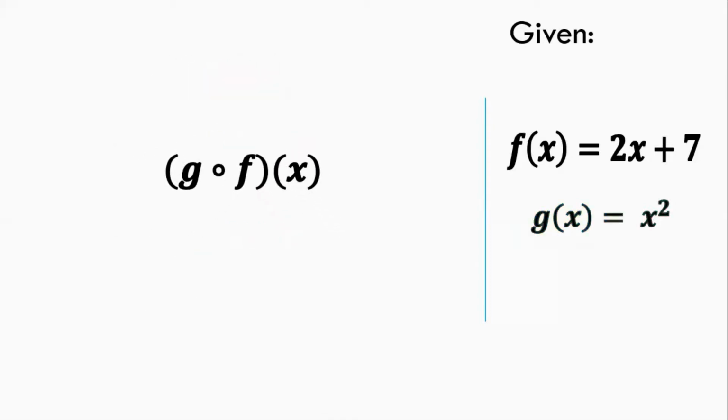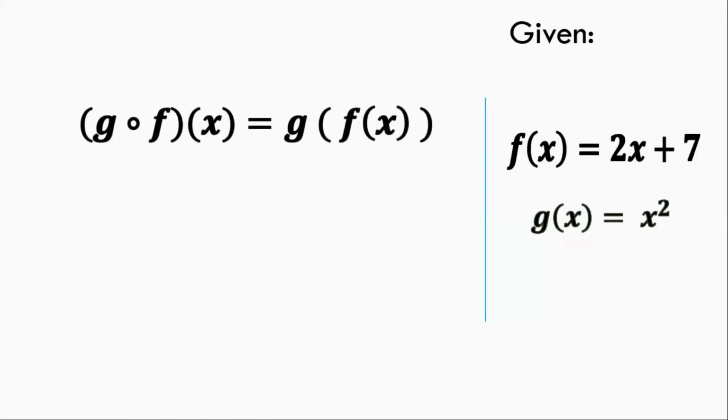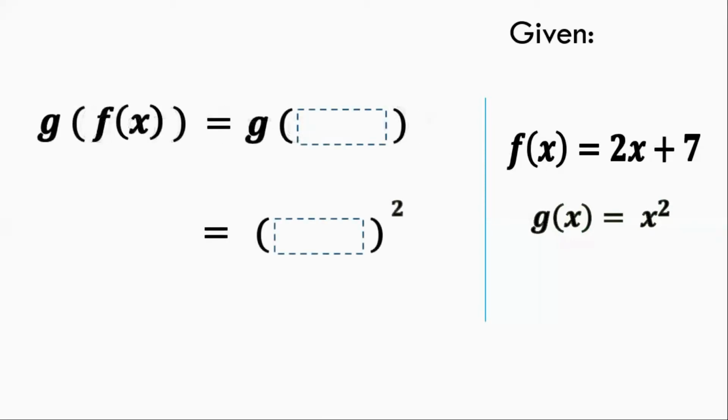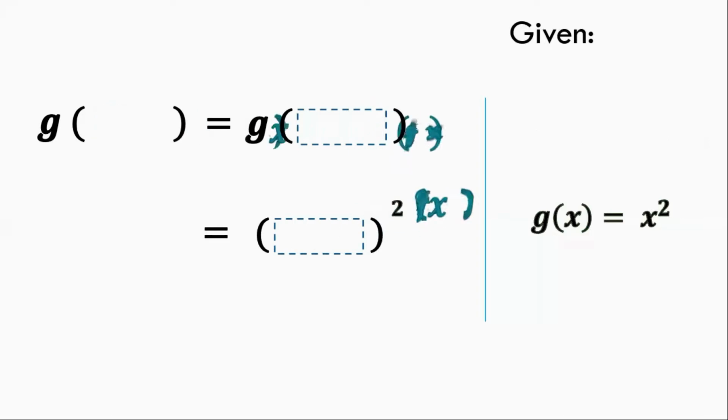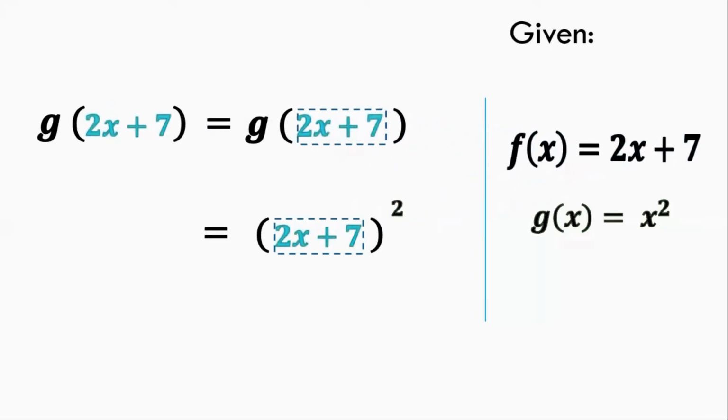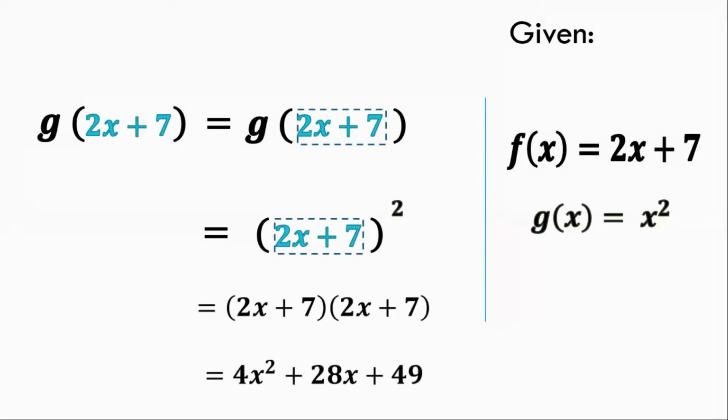Let's try one more example. Let's say I wanted to do g composed of f. Note that this will run the other way. Take f of x and plug it into g. g takes that input and squares it. What's placed on the dotted line this time? f of x. f of x is the same thing as 2x plus 7, squared. Take that, multiply it out. You get 4x squared plus 28x plus 49.